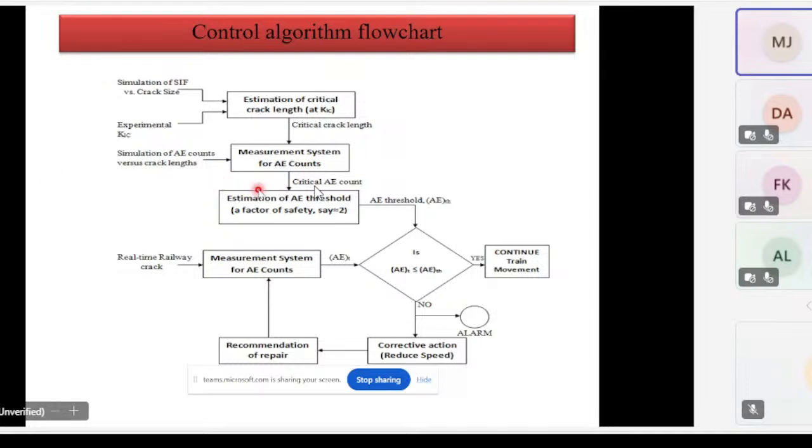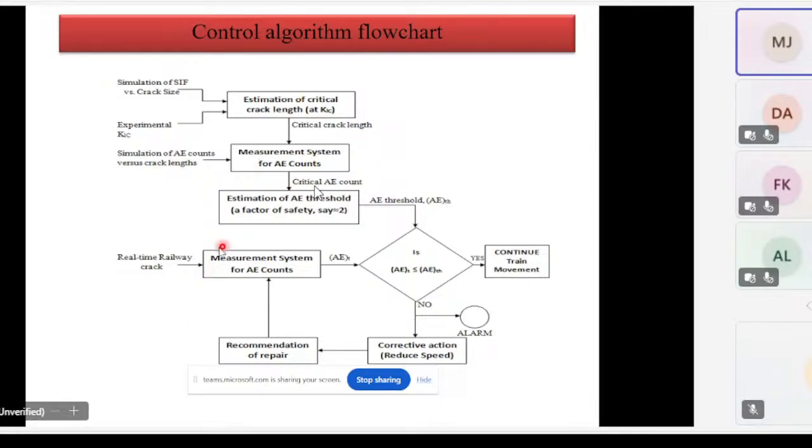And then estimation of critical crack length, so this will come from multiphysics. And then simulation of AE count versus crack length, this will also come from multiphysics. Measurement system for the AE counts, the critical AE count, estimation of AE threshold. If the AE threshold is yes, it will be like this. If yes, continue trend movement. If it is no, continue trend.